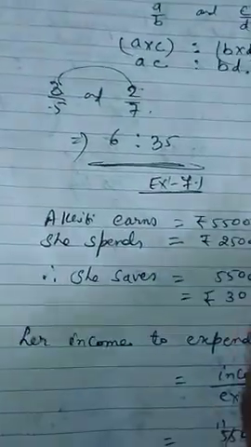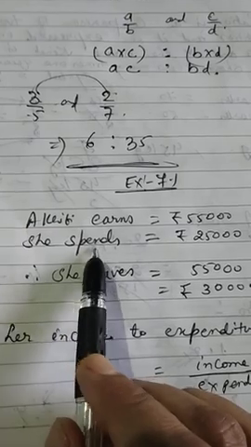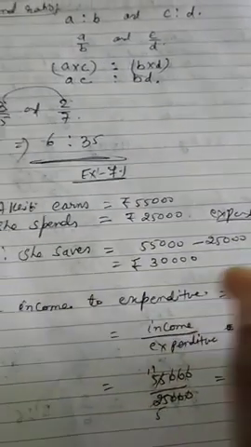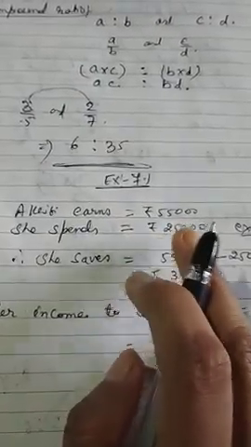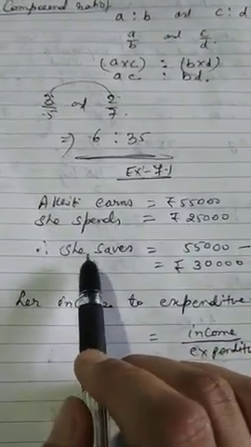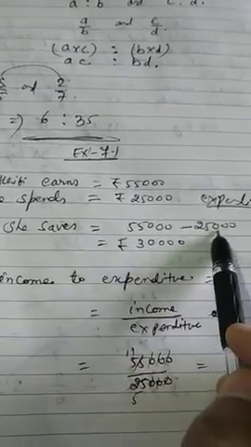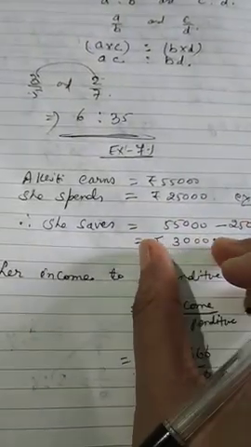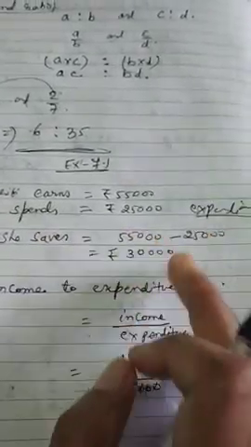First of all, Akriti earned 55,000. This is her income. She spends 25,000, which means this is her expenditure. Her expenditure and her income are both given, so you can find out how much she saves. Earning minus expenditure: whatever she earns, from that we subtract whatever she spends. The left amount is what she saves every month. So she is saving 30,000 every month.